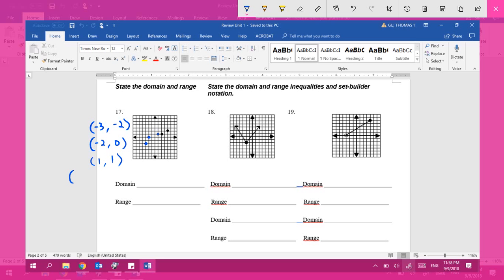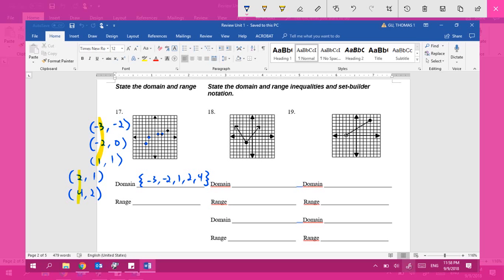My fourth point right here is 2 over and 1 up, so 2, 1. And my last one is 1, 2, 3, 4 over and 2 up, so it's going to be 4, 2. Now for the domain, my answer is going to be in squiggly brackets, and my domain values are just going to be all the x values here: -3, -2, 1, 2, and 4. You can see that's all of these values.